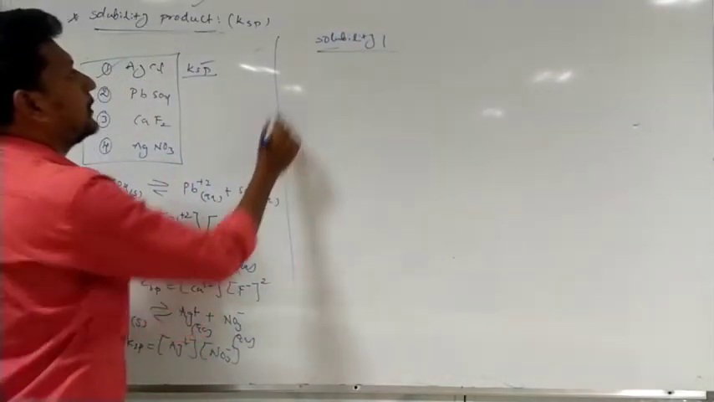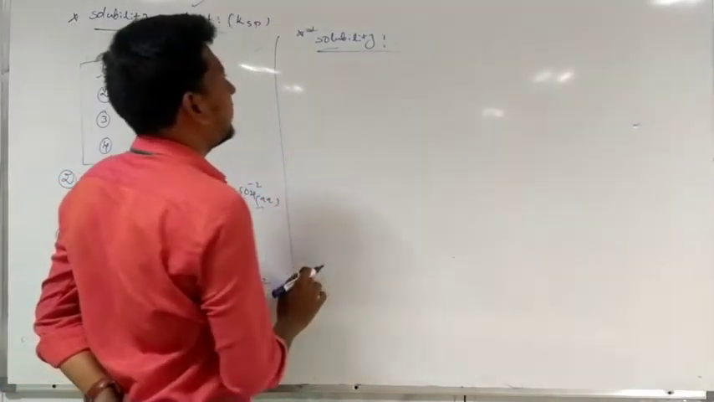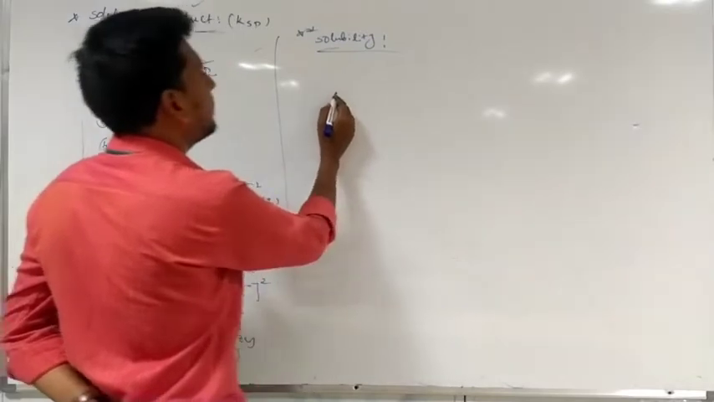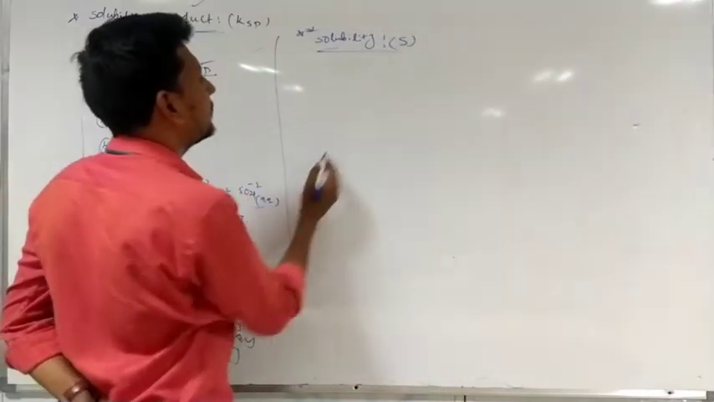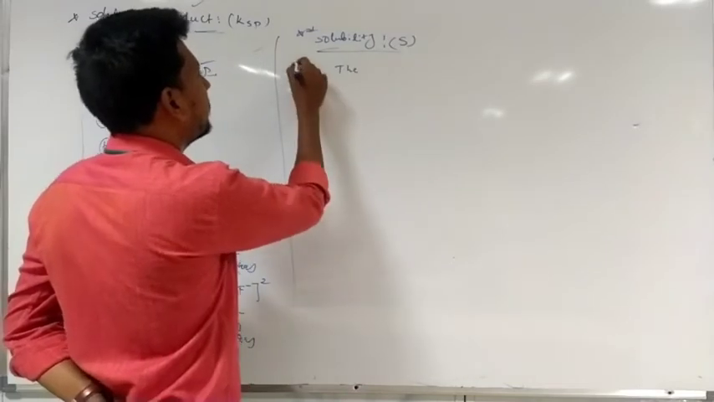Solubility is the most important one: solubility of a sparingly soluble salt, and solubility of a completely soluble salt. What is the meaning of solubility? Here solubility is denoted with S. What is the definition of solubility?